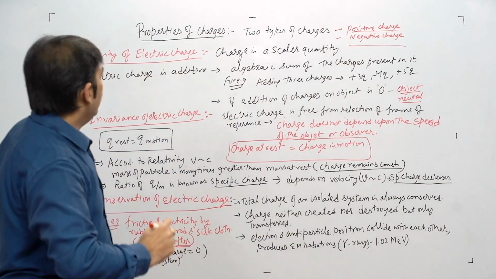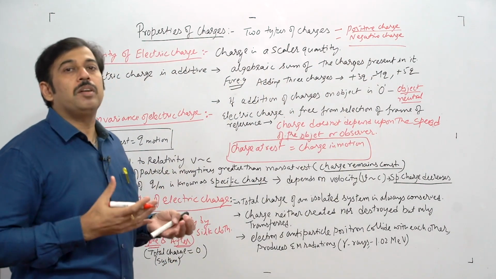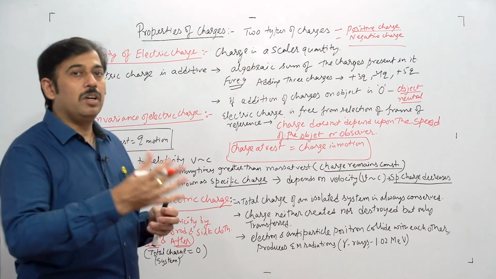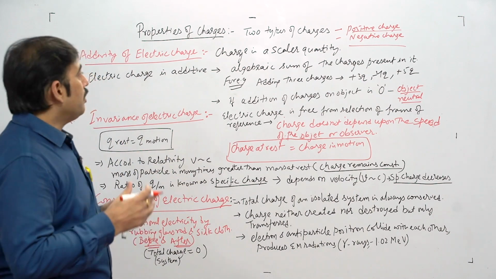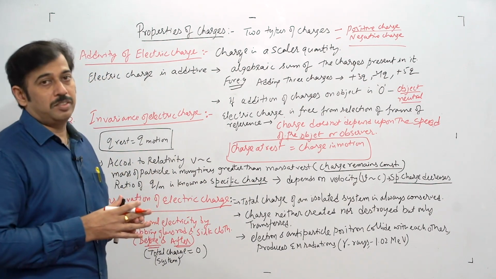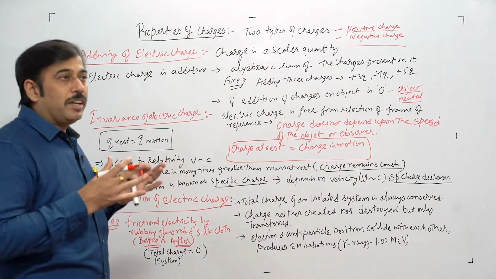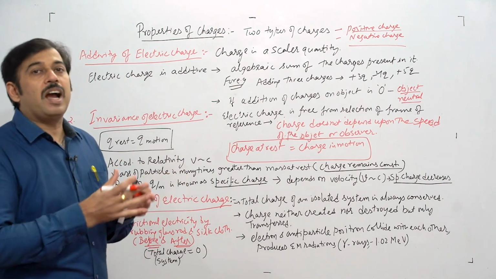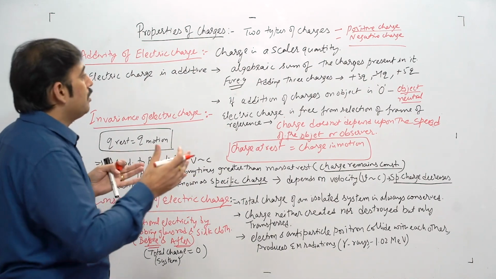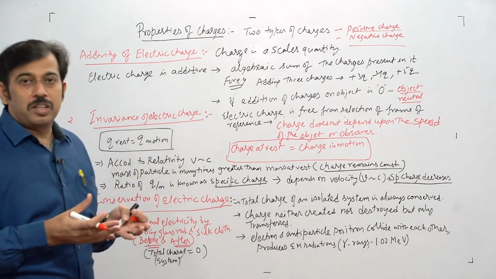Now we need to understand the important properties of the charges, because there are many important properties which we need to understand before going into the detail. Let us take a very important property of the charge, that is the additivity of the electric charge. What is additivity? Additivity means we can very simply add electric charges just like real numbers. It is just like an algebraic sum of the charges.